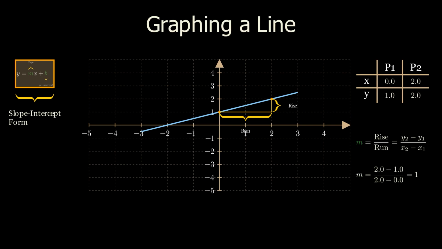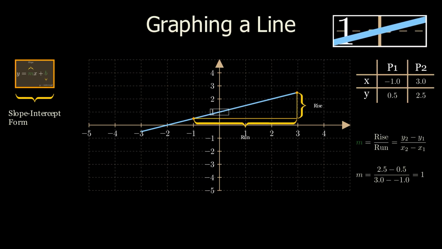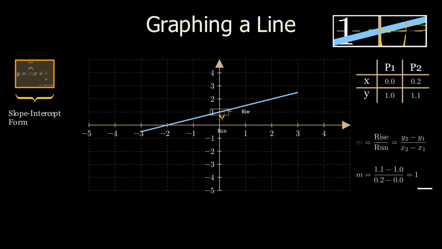One interesting thing to note is that the slope of a line is the same no matter which 2 points on the line are chosen. Whether the points are far apart from each other or close together, the slope of the line remains the same.